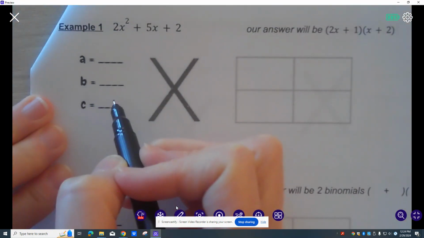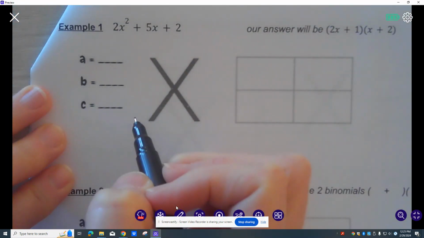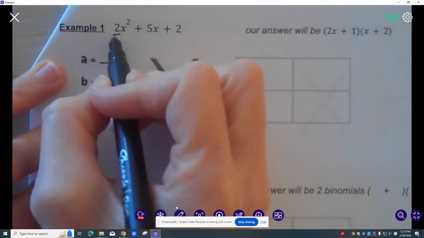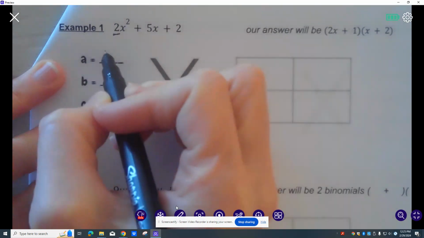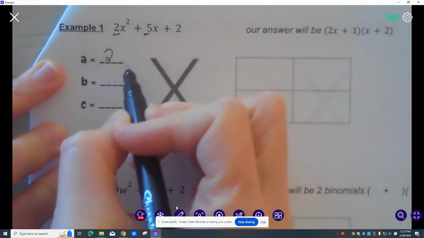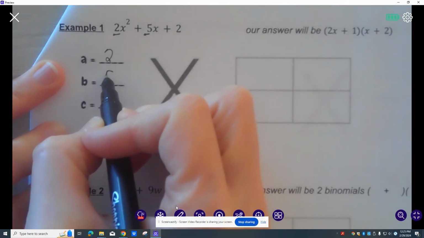The first thing you want to do is identify your A, B, and C. So again, A is the coefficient of the x squared. So A is 2. B is the coefficient of the x to the 1. So B is 5. C is the constant term that hangs off the end.